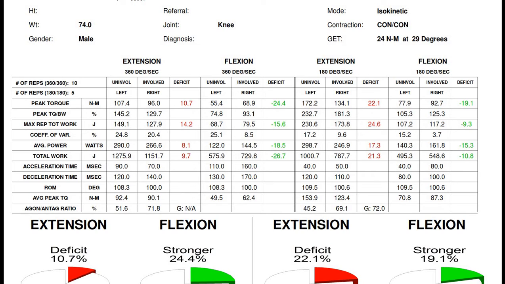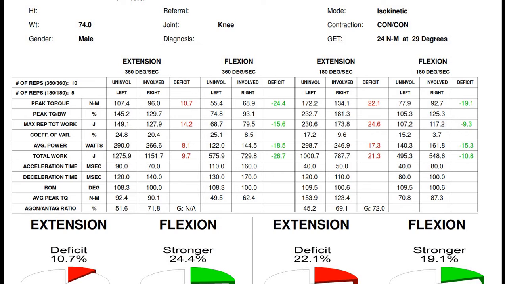So the cynical side of me always thinks that, instead of just reporting work and power, they've included maximum rep total work and average power, which will give you different values but are derived from the same thing.